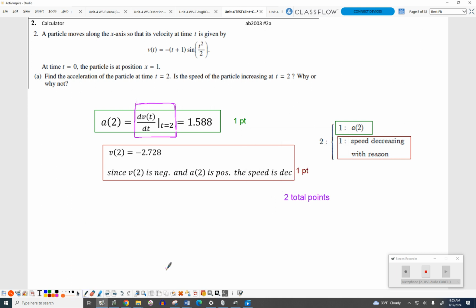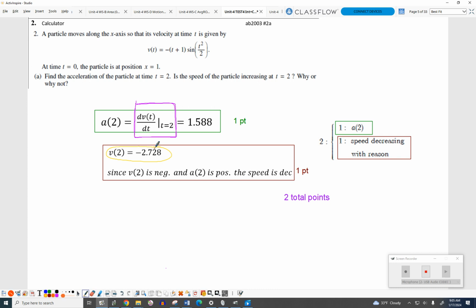Oh, please, forward. Do you need to clarify that V of 2 is -2.728? Or could you just say that it is less than 2? I don't think they'll give you the red point unless you actually have the value of the velocity to show that you had good evidence of the velocity being negative. 3 points for asking. Please.